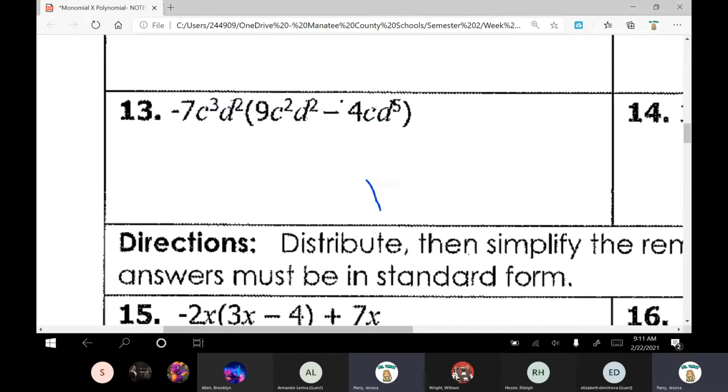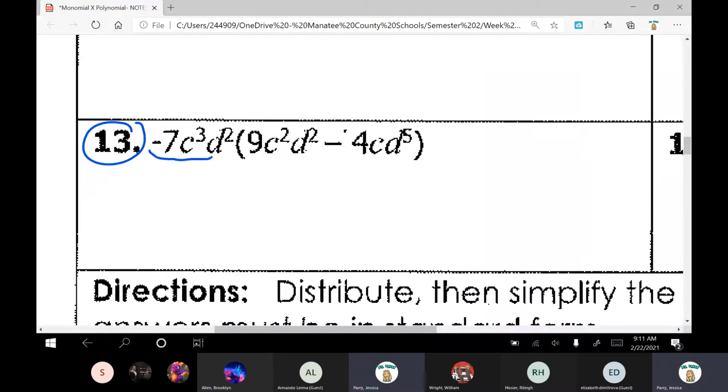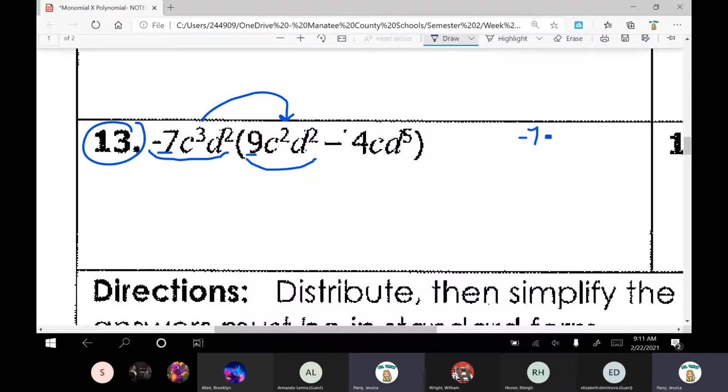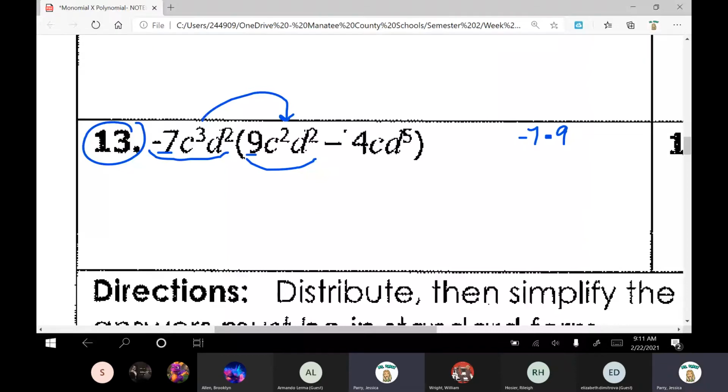Number 13. So our first jump, all of this times our first term here, all of this one. So first, let's look at the coefficients, the numbers. Negative 7 times 9. And then our first thing that we're writing for the negative 7 times 9, just go ahead and multiply. So we get a negative 63.